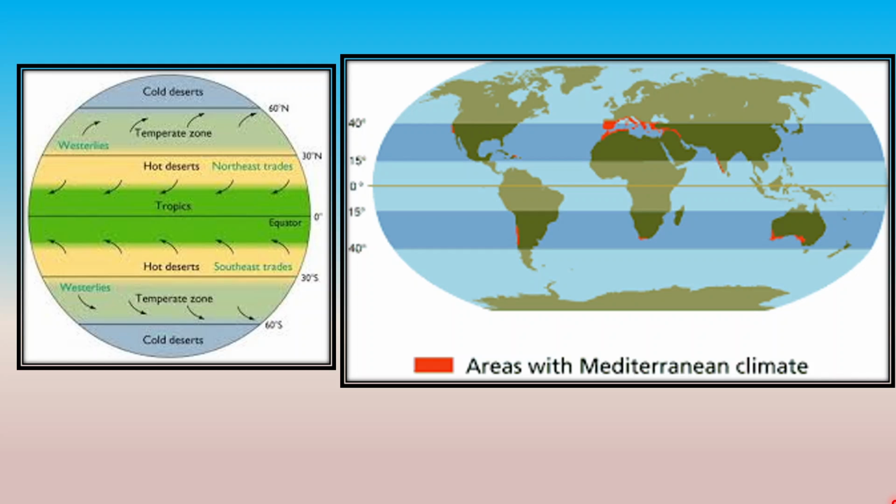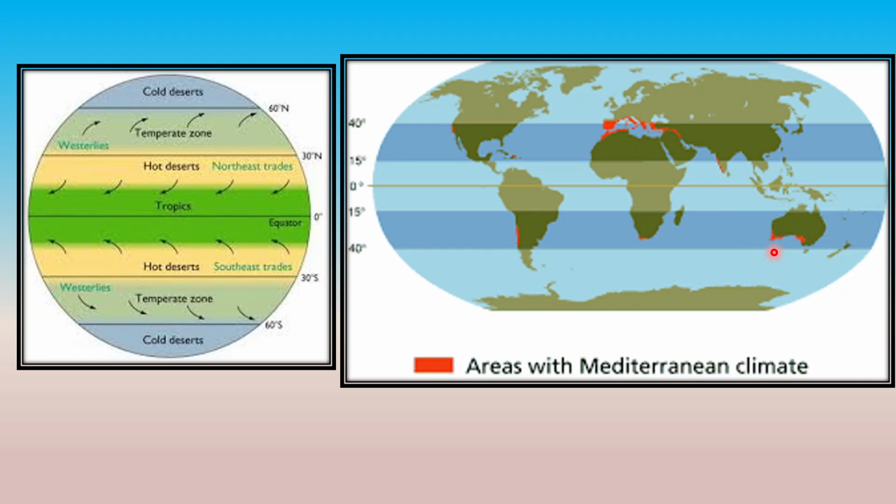The onshore westerlies bring much rain to the western part of the continent. Just as the trades bring a lot of rain to the eastern part of the continents because they are blowing in an easterly direction, the westerlies bring a lot of rainfall in the western part of the continents, in North America, South America, Africa, Europe, as well as in Australia.